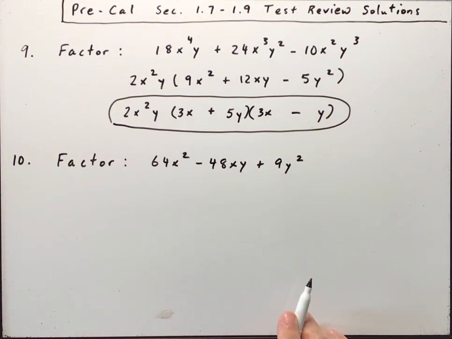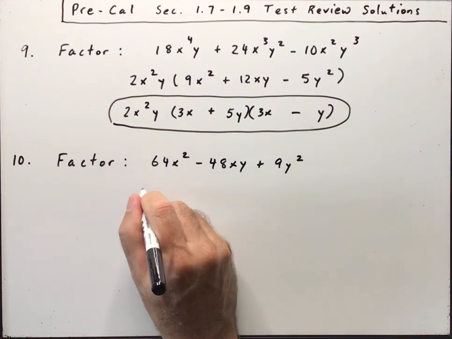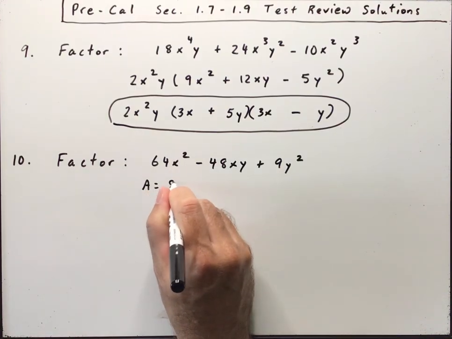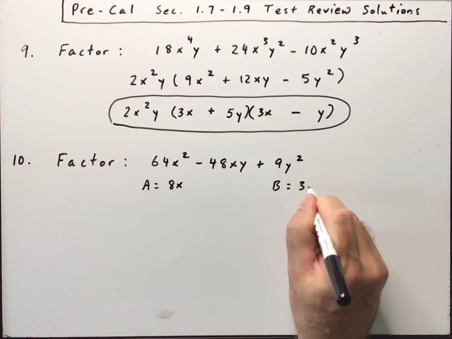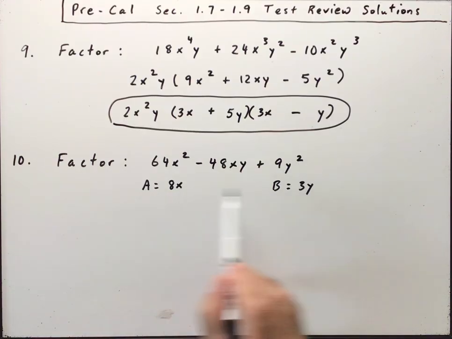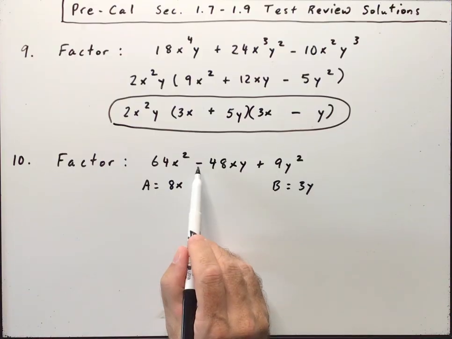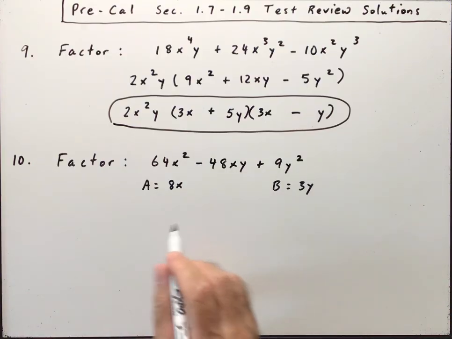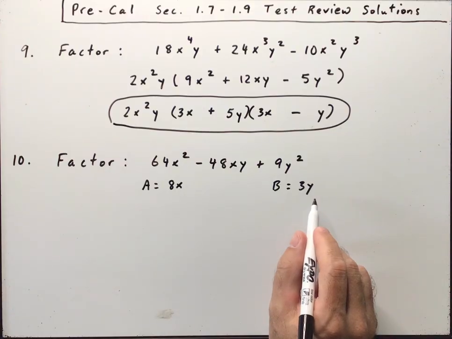All right, so now we're cooking. This is a factoring pattern. So a is equal to 8x, and b is equal to 3y, and 2ab would be 8 times 3 is 24 times 2 would be 48. We know it's a minus here. So this should factor because it's two perfect squares.